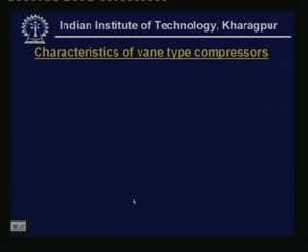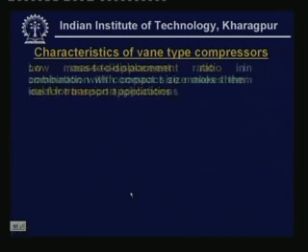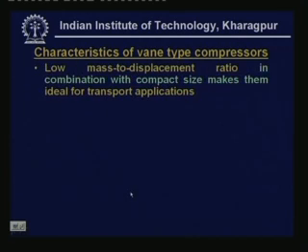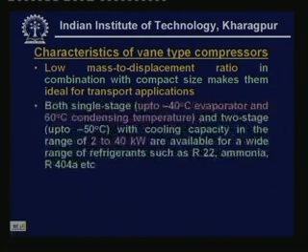Now let us look at the characteristics of vane type compressors. In general, vane type compressors have a low mass to displacement ratio and they are also compact. As a result, they are really ideal for transport applications where compactness and less weight are important. And both single stage as well as two stage compressors are available.